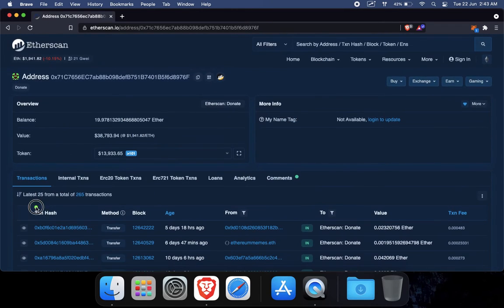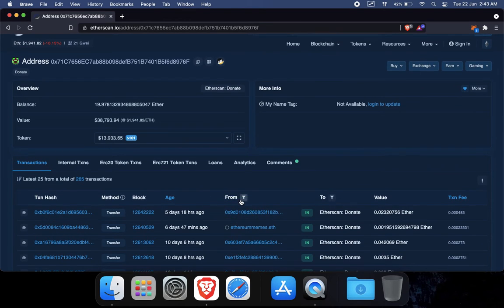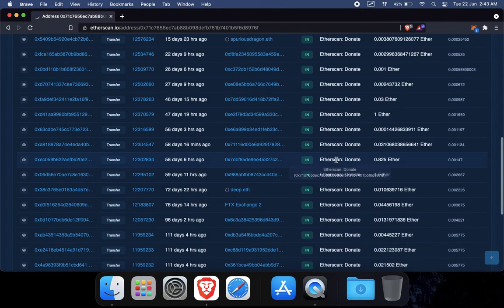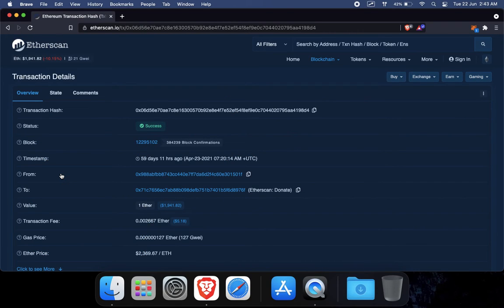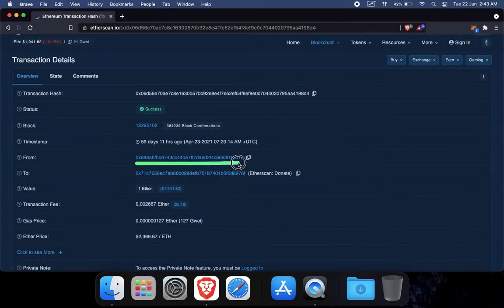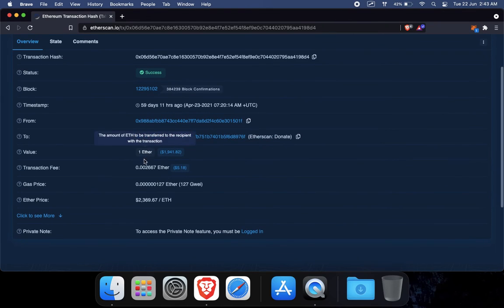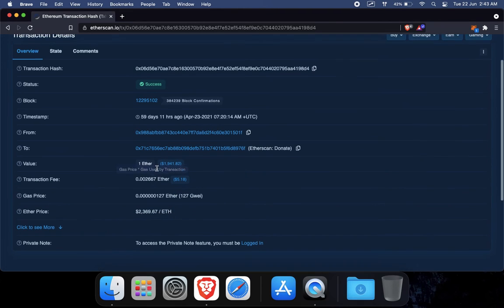So the first one is the transaction hash. That's like the receipt, right? And where did it come from? So I can look at the receipt or I can look at the address that it came from. Let's just say I look at the receipt first. So 1 Ether here, 59 days ago, I look at this transaction hash. All the information I need to know about that transaction is here. It was a successful transaction, it was in this block, 59 days ago, from this wallet. This was the wallet that sent it to the Etherscan donate wallet, as we know. 1 Ether was sent, the transaction fee was $5, the gas price was 127 Gwei, so a very high gas price. And Ether's price at the time was 2,000 when whoever sent this sent it.